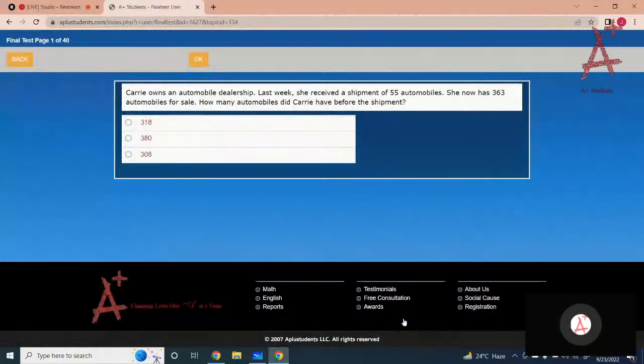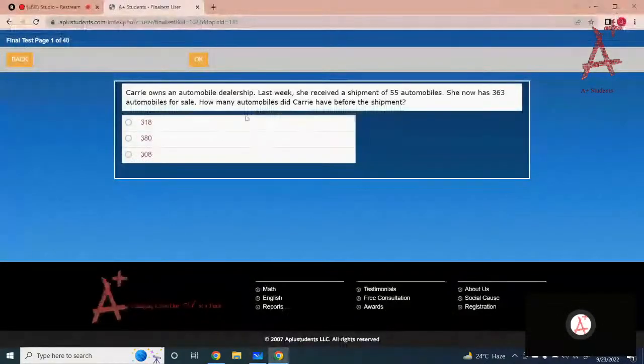Carrie owns an automobile dealer shop. Last week, she received a shipment of 55 automobiles. She now has 363 automobiles for sale. How many automobiles did Carrie have before the shipment? After receiving 55, now she has 363. So you have to find how many of them before the shipment. That means you need to subtract 55 out of 363. Got it?